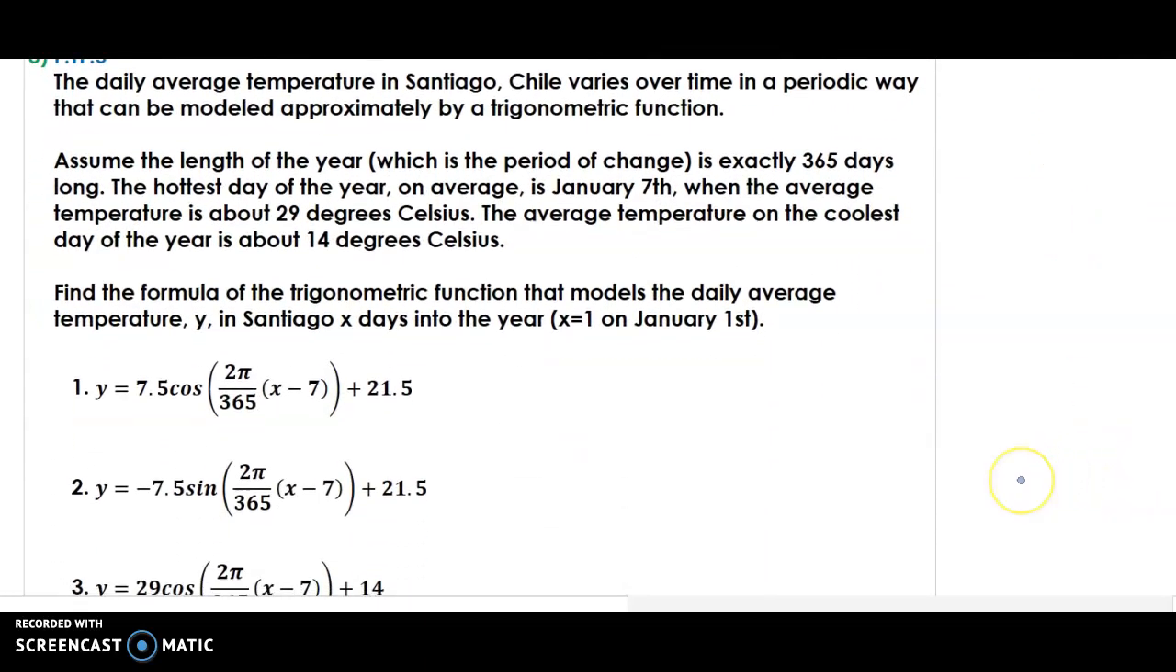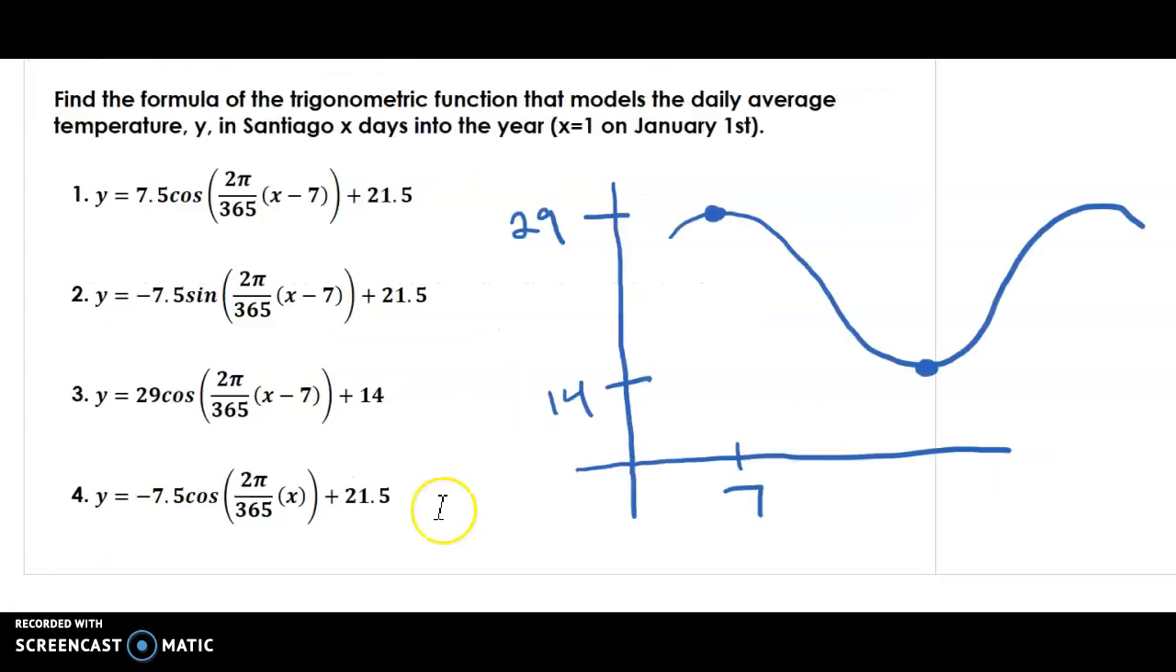The daily average temperature in Santiago, Chile varies over time in a periodic way that can be modeled by a trigonometric function. The problem goes on to give us some more information. What I want you to do right now is read through this problem and see if you can draw a graph, again, depicting the information that's been given. Right, hopefully your graph looks something like this, right?